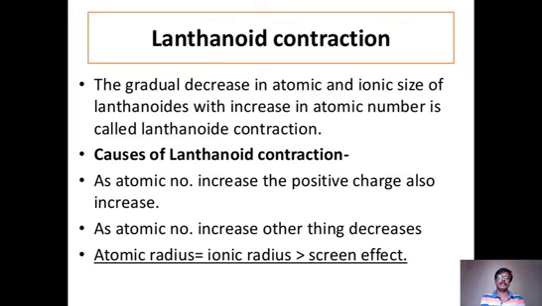But for 4f, the shielding effect is not that effective. Because of the low shielding effect, the outermost electrons are under the influence of the nucleus. So with increasing atomic number, they strongly attract the outermost electrons. That's why ionic size or atomic size decreases when you go from lanthanum to lutetium.